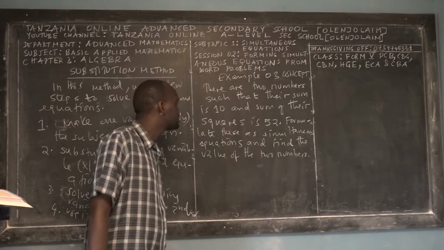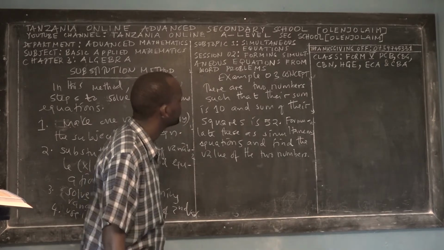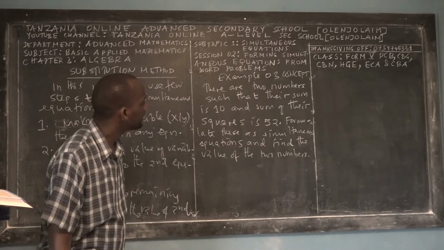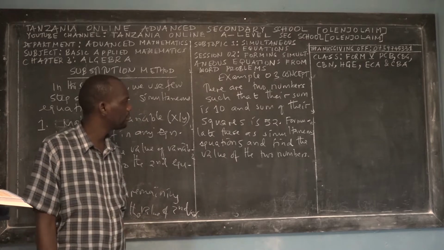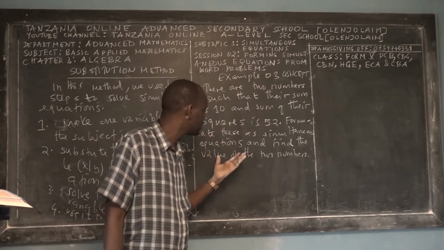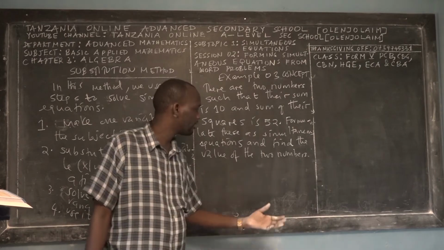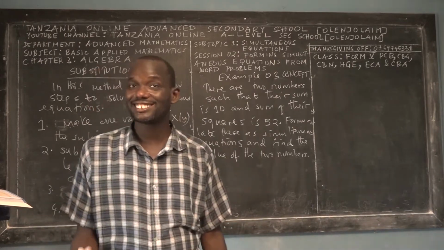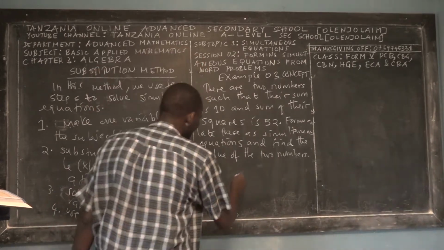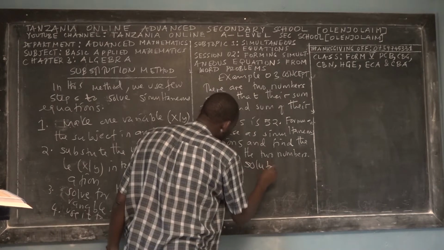There are two numbers such that the sum is 10, and the sum of the squares is 52. Simple. Formulate these as simultaneous equations and find the value of the two numbers. Interesting. Solution.